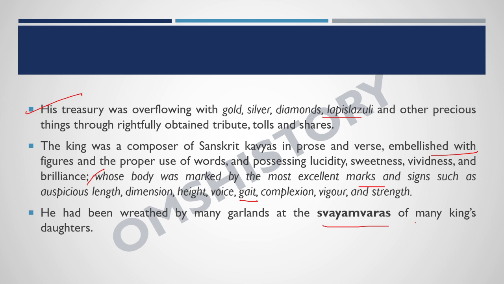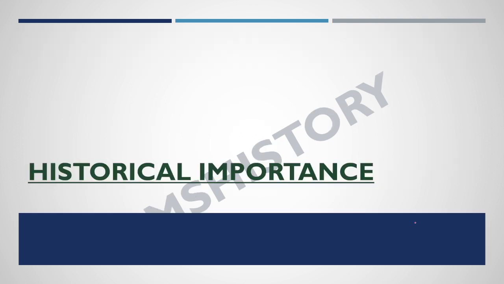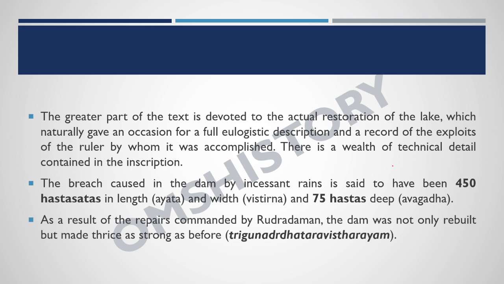Now let's talk about the historical importance of this inscription. The foremost importance of this inscription is that it gives us the history of a reservoir, a lake, which was built during the time of the Mauryas and which was completely devastated by a storm. Apart from that, the greater part of this inscription is devoted to the actual restoration of the lake, which naturally gave an occasion for a full eulogistic description and a record of the exploits of the ruler by whom it was accomplished. There is also a wealth of technical detail contained in this inscription.